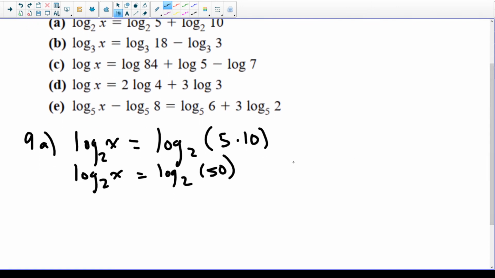Here's the rule. And I'm going to draw it out. Here's my dragon again.